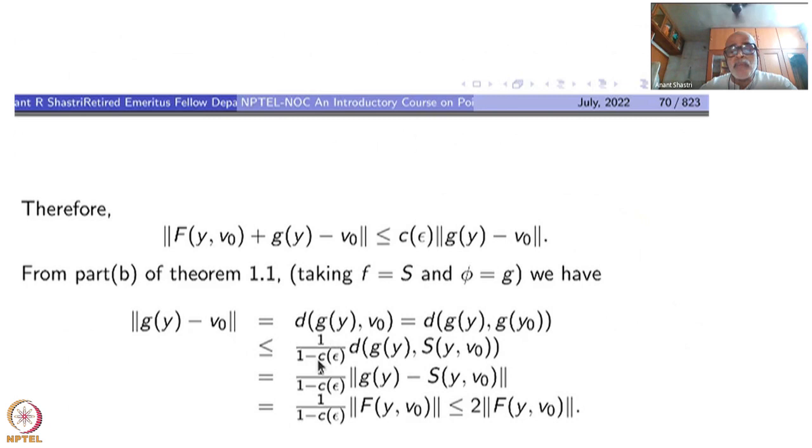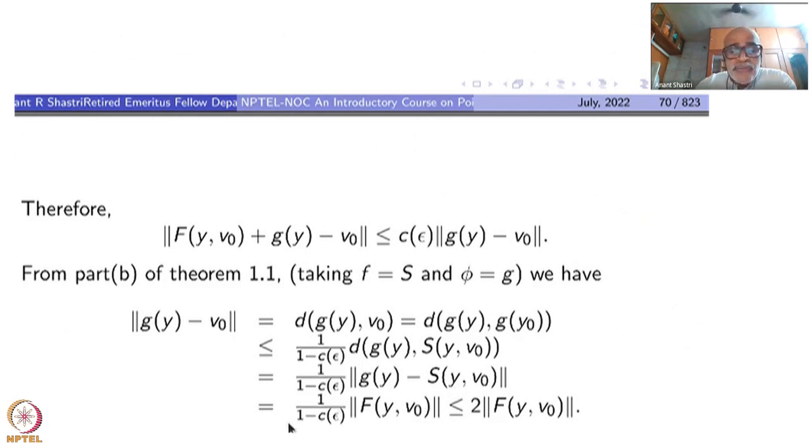That is less than or equal to 1 divided by 1 minus epsilon. See, I am going to use the full statement of part B of theorem 1.1, which I have told you, namely the inequality that we have established there. We didn't write it in terms of norm, but in the metric notation, it is the distance between GY and V naught, which is GY and G V naught. This was less than or equal to 1 divided by 1 minus epsilon, the distance between GY and S of Y V naught. Now go back, this distance is given by the metric here. This metric is given by the norm here. So I can replace it by the norm: 1 divided by 1 minus C epsilon, the norm of GY minus S of Y V naught. Okay. But this is by definition F of Y V naught, the definition of S.